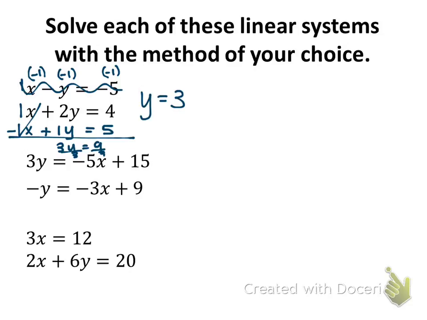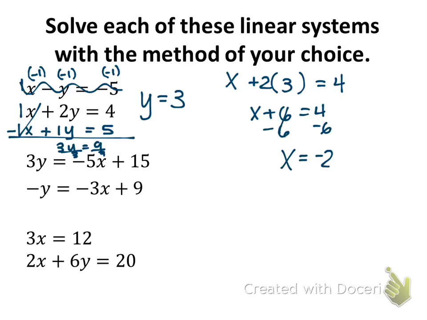So now I can take this and plug this back in. I'm going to do it to this second equation right here. And I'm going to get x plus 2 times 3 equals 4. x plus 6 is equal to 4. Subtract 6 on both sides, and x is equal to negative 2. So then my answer is negative 2, comma 3. So I used the elimination method on that one.